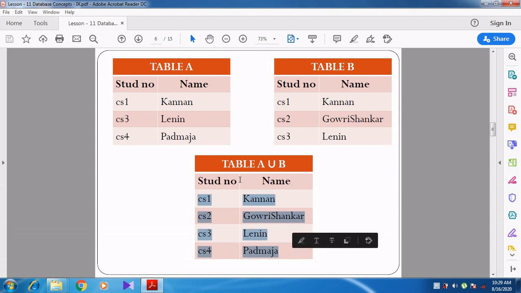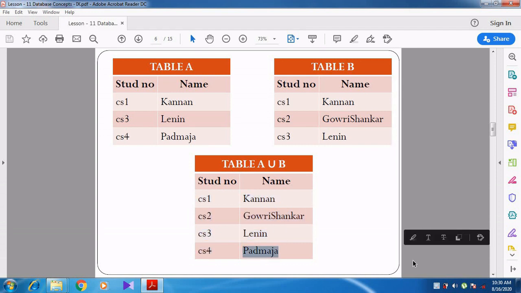This is the table that shows table A union B. So the union operation is done. All the rows, all the tuples, are combined together in one table. Can you understand, students? So this is about the union operation.